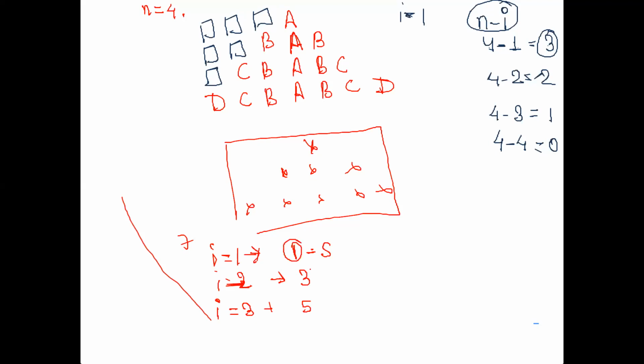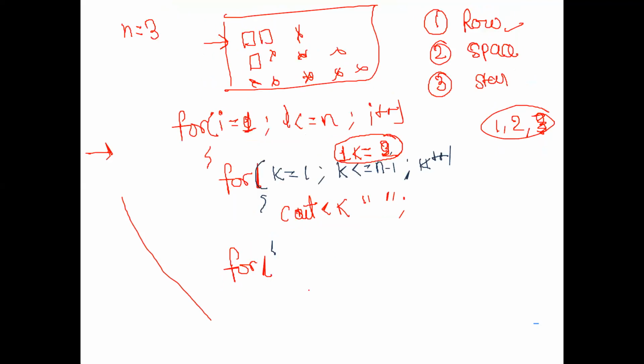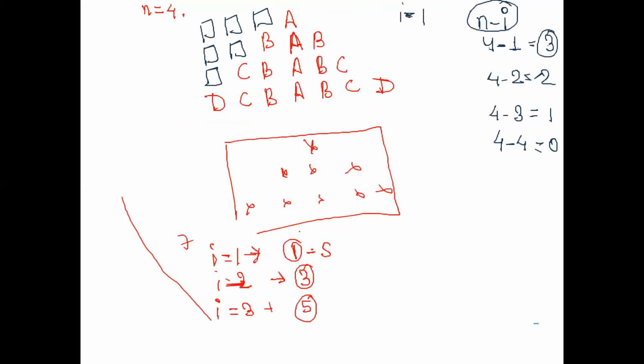Correct? So what can we say about the relation? One of the students has already posted it in the group solution, if you'll see. So basically the relation is like first row 1 star, second row 3 stars. I can make the relation as 2 into I minus 1. If I value is 1, just see, 2 into 1 will be 2, 2 minus 1 will be 1.